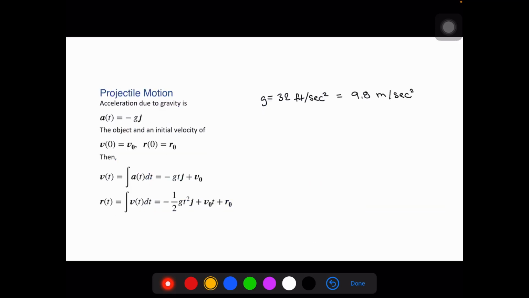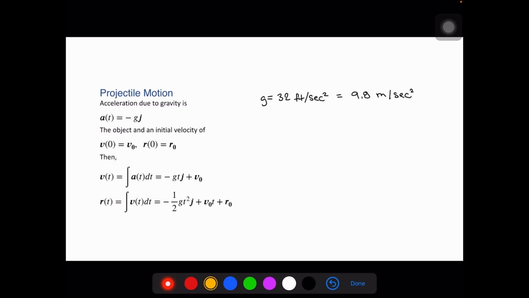All right, finally, we can use our vector-valued functions to describe projectile motion. And projectile motion is when you throw or drop an object and it eventually falls back down to the earth. And so when you either drop an object or throw an object up and let it fall back down to the earth, the acceleration of that object is only due to gravity.